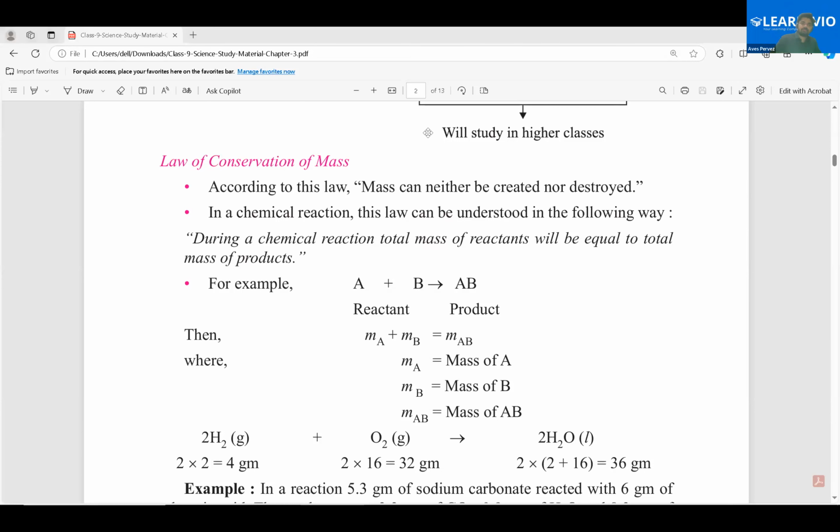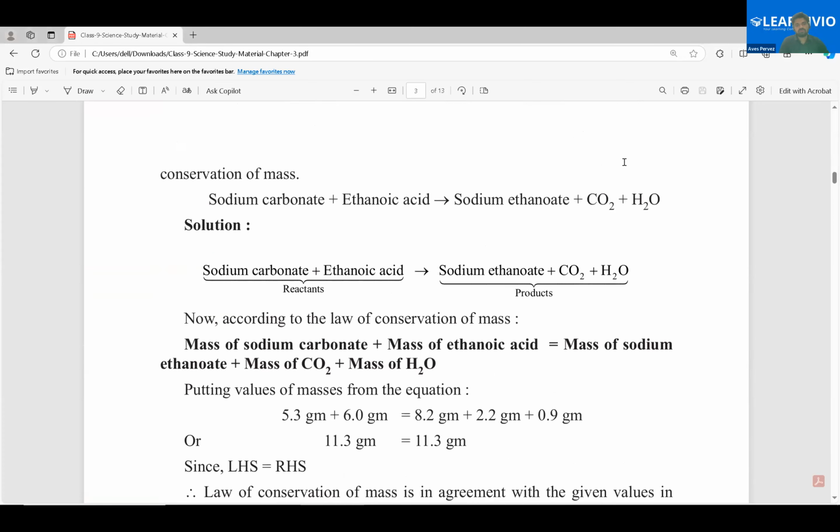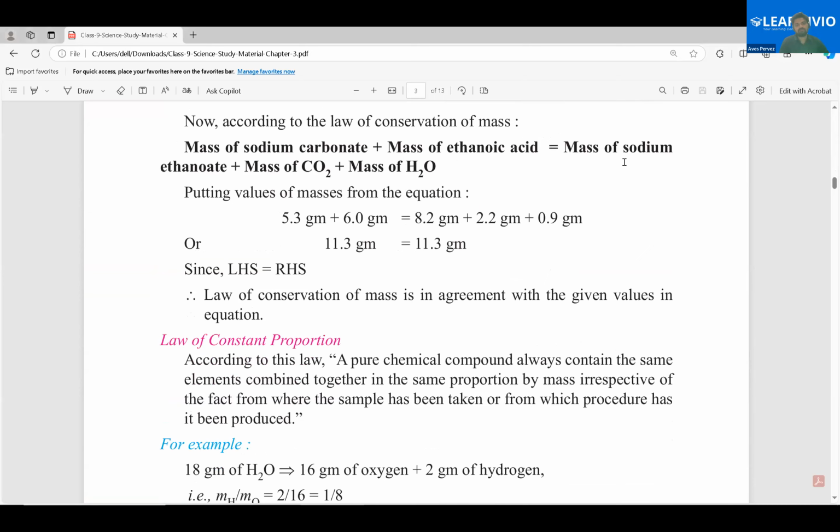We said the law of conservation of mass and the law of definite proportion. Yes, we have revised the law of conservation of mass and the law of definite proportion. Yeah, the law of multiple proportions also. We have done that one also.